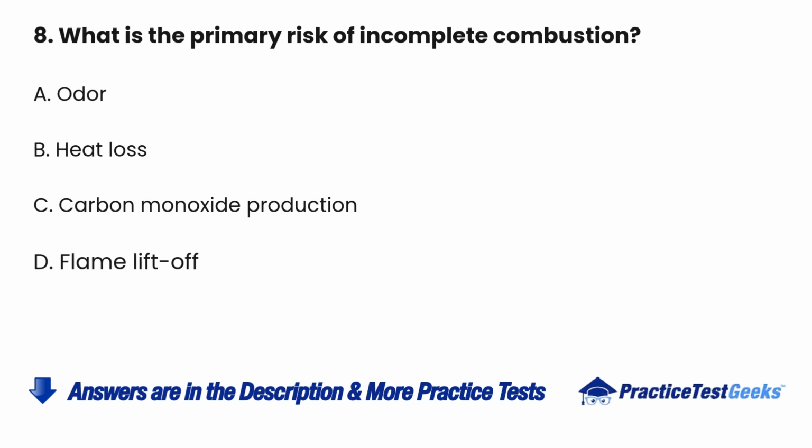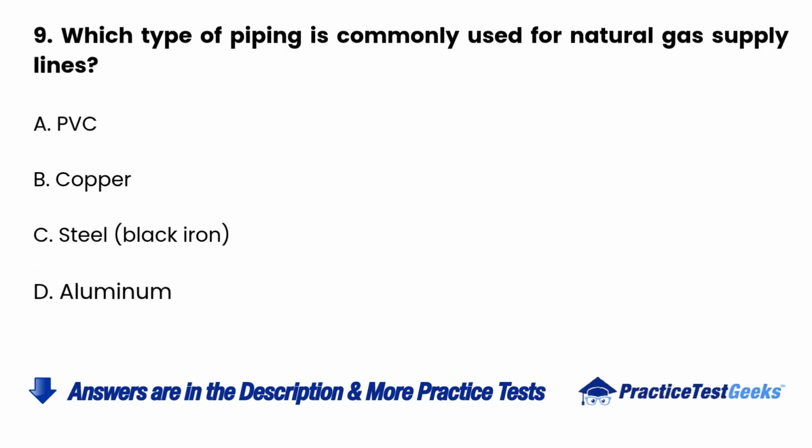9. Which type of piping is commonly used for natural gas supply lines? A. PVC. B. Copper. C. Steel black iron. D. Aluminum.